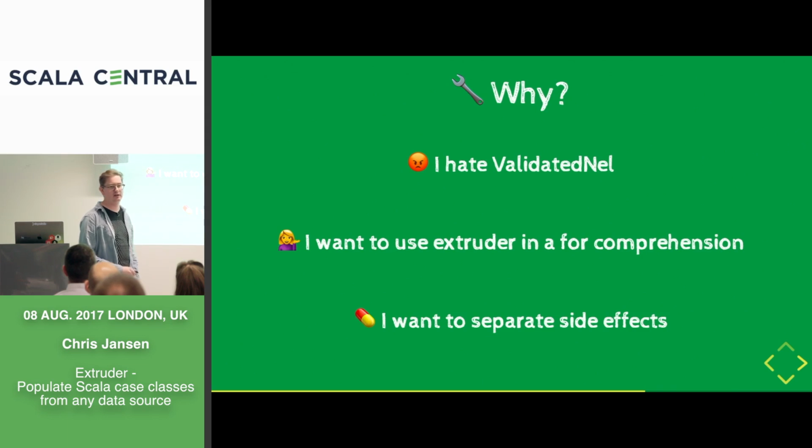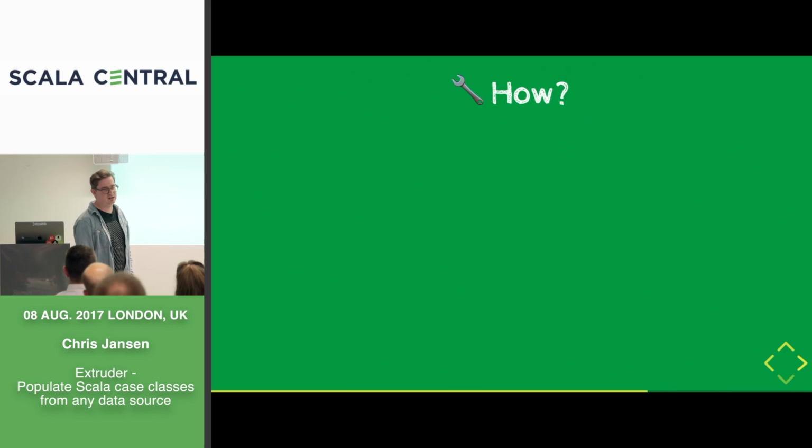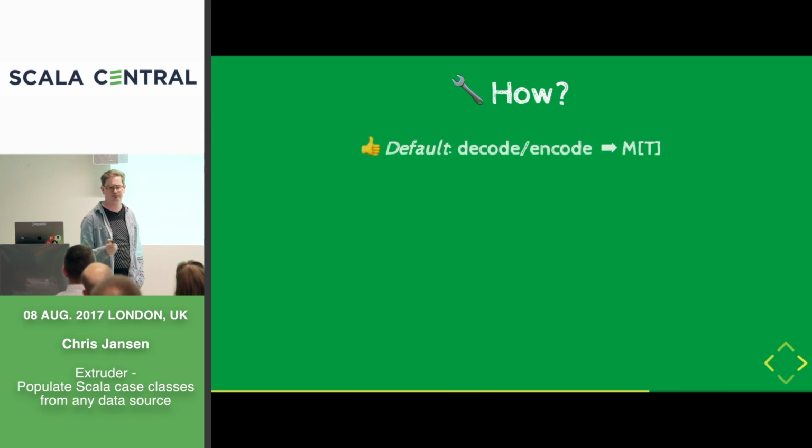Or you want to separate side effects. Side effects being going over the wire to read from a database. You might want that represented separately to any validation failures that you get, say converting a string to an integer. So how do we achieve this? With a number of methods that are provided on every data source. The default is decode or encode, where you have this monad, the thing representing error or success, wrapping the type that you want to get back.